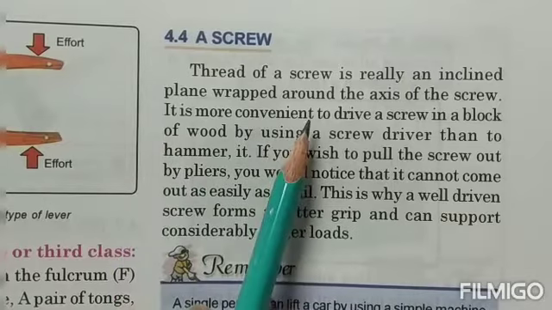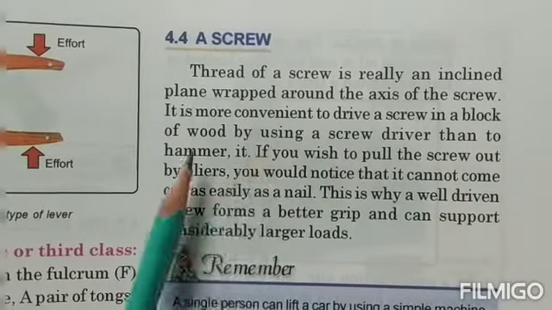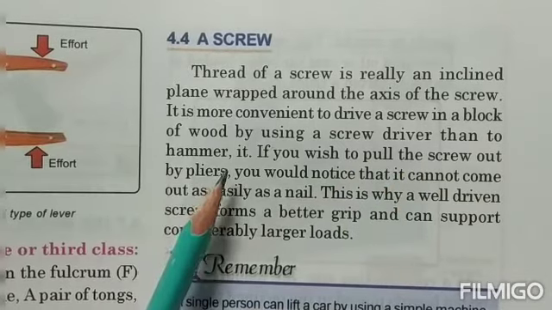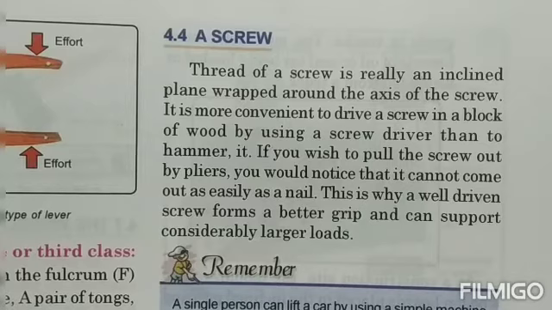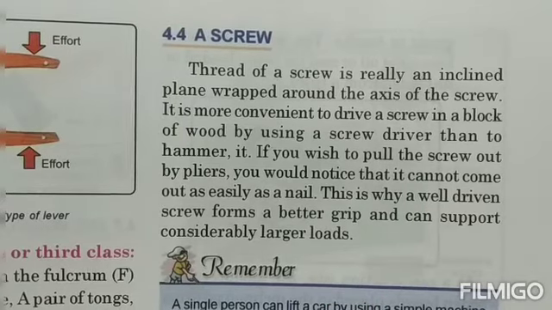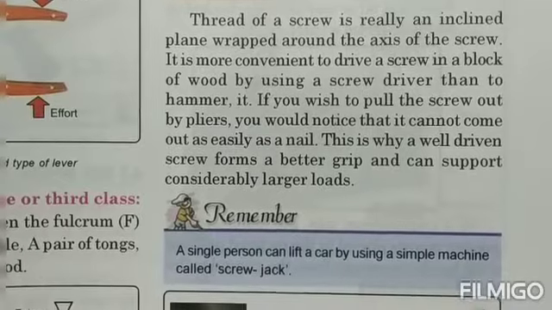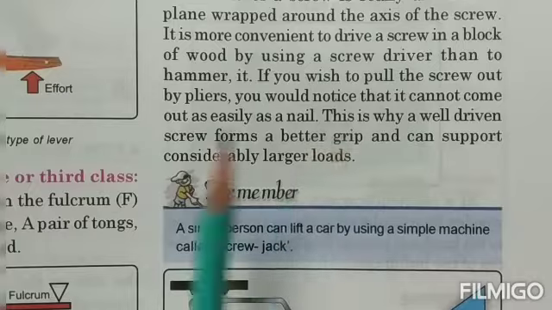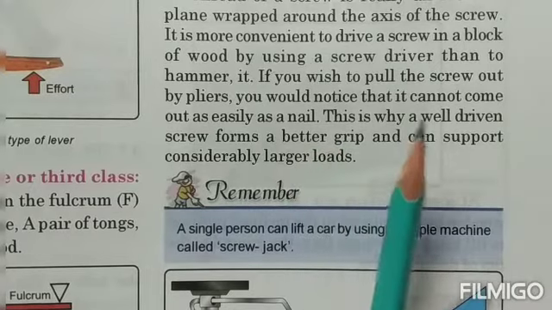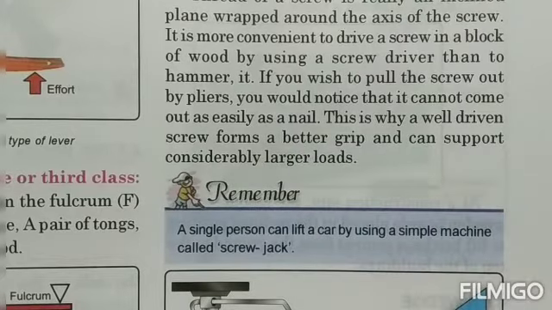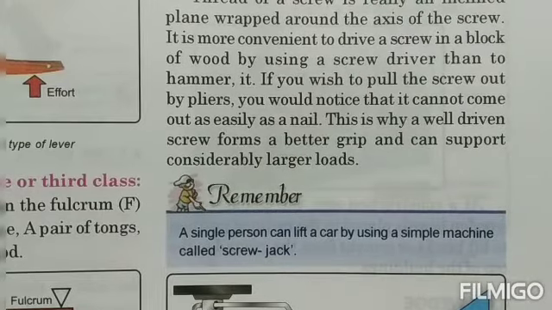It is more convenient to drive a screw in a block of wood by using a screwdriver than to hammer it. That means if you try to put the screw into a piece of wood, children, you need to have the screwdriver for it. You cannot use a hammer and hammer the screw inside. It will not go inside. If you wish to pull the screw out by the pliers, you would notice that it cannot come out easily as a nail. This is why a well-driven screw forms a better grip and can support considerably larger loads.